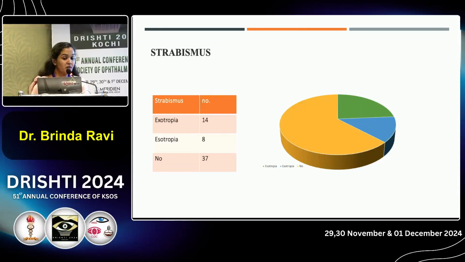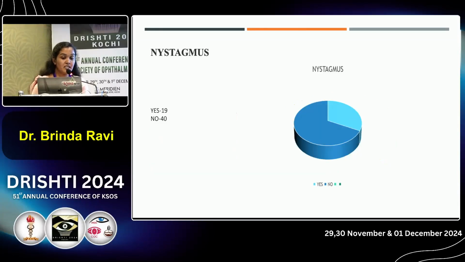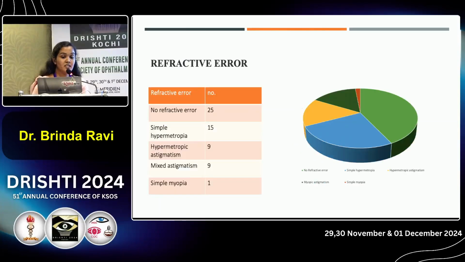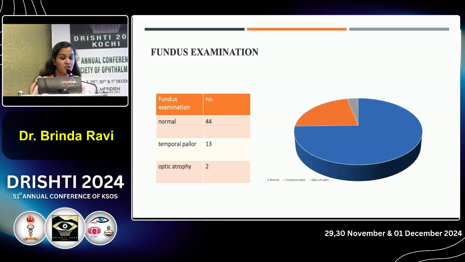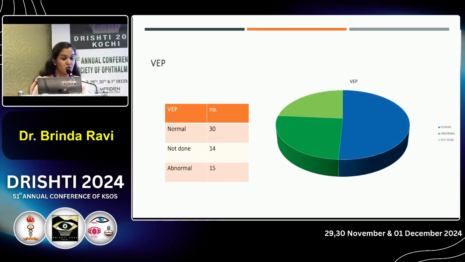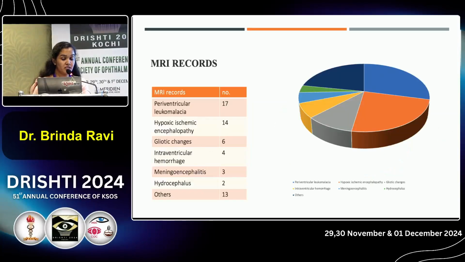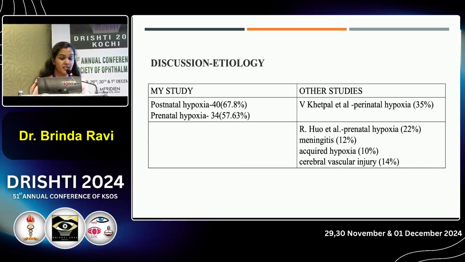Strabismus: exotropia was the most common type. Nystagmus was found in 19 of them. Refractive error: simple hypermetropia was the most common, followed by hypermetropic astigmatism and mixed astigmatism. Visual function: most of the children who attended had profound visual loss and showed occasional fixation with no following. Fundus examination was normal in majority of them. VEP was abnormal in 15 of them. In the MRI records, most of them had periventricular leukomalacia followed by hypoxic ischemic encephalopathy.